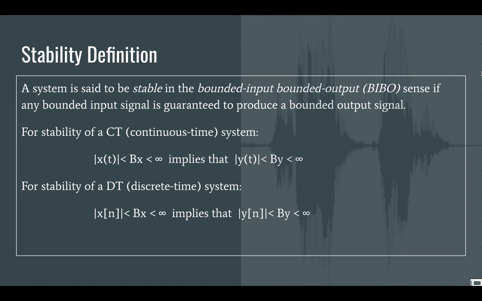For a continuous time system, if the impulse response is absolutely integrable, then the output is bounded and the system is stable. For a discrete time system, if the impulse response is absolutely summable, then the output y is bounded in magnitude. For proof, please refer to page 113 of the textbook, Signals and Systems by Oppenheim, 2nd edition.